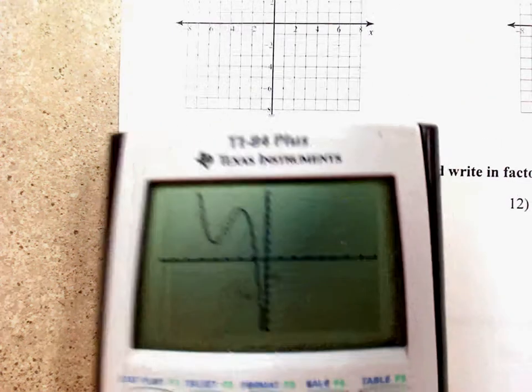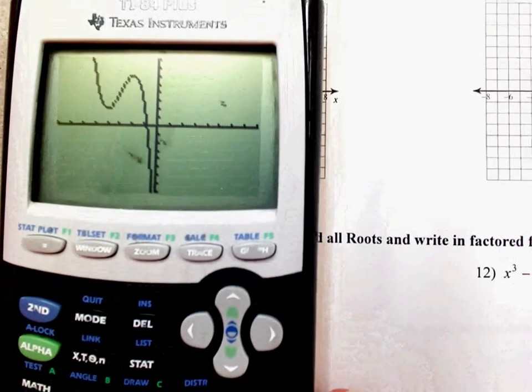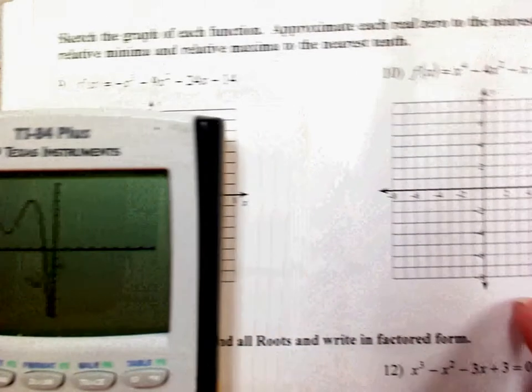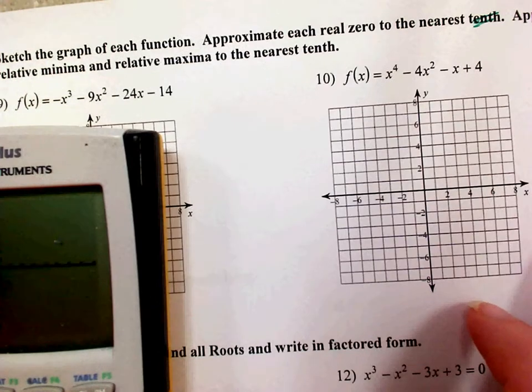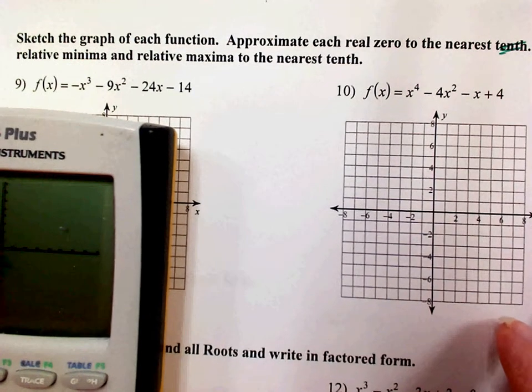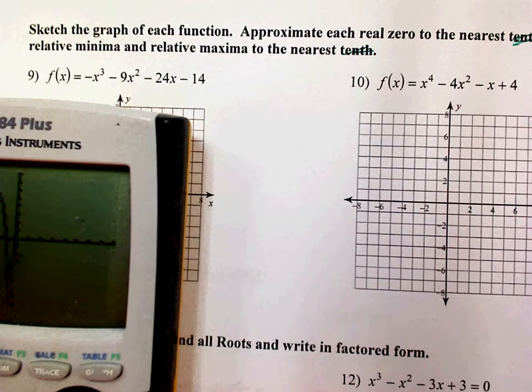So this is my function. This is my graph, and it says sketch the graph of each function and approximate each real 0 to the nearest tenth. I don't do tenth. You know what I do, right? We do thousandth, right? Thousandth. And then approximate the relative maximum and minima to the nearest thousandth. Okay, so let's just find the 0 and the max and the min, yeah?